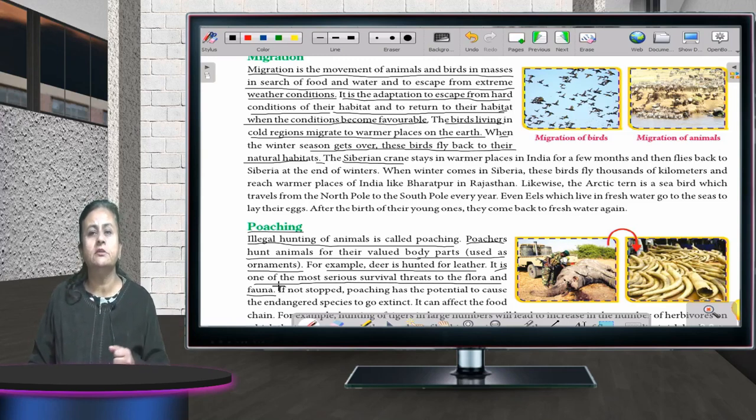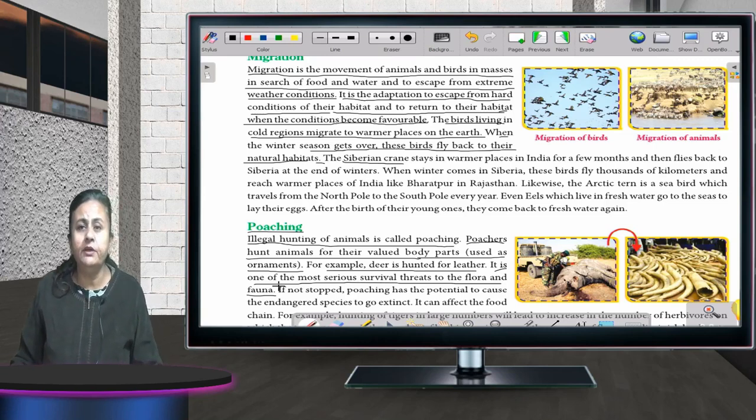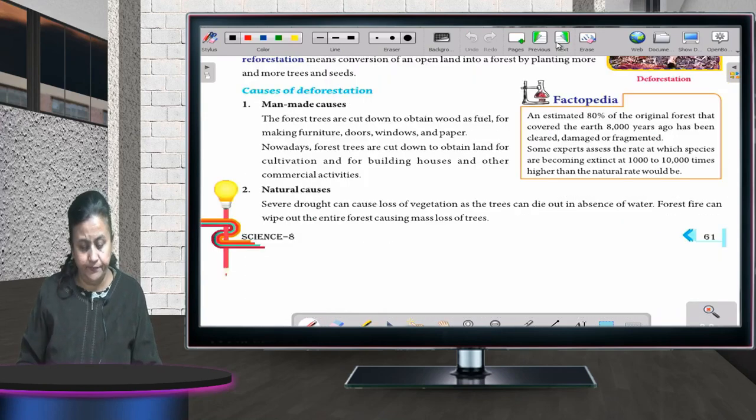From the animals, from the body parts, we get different things. Elephants are killed for their tusks. Deer are killed for their skin. Different animals are killed for different things from which the human is benefited. That is called poaching. Now moving to the next one.